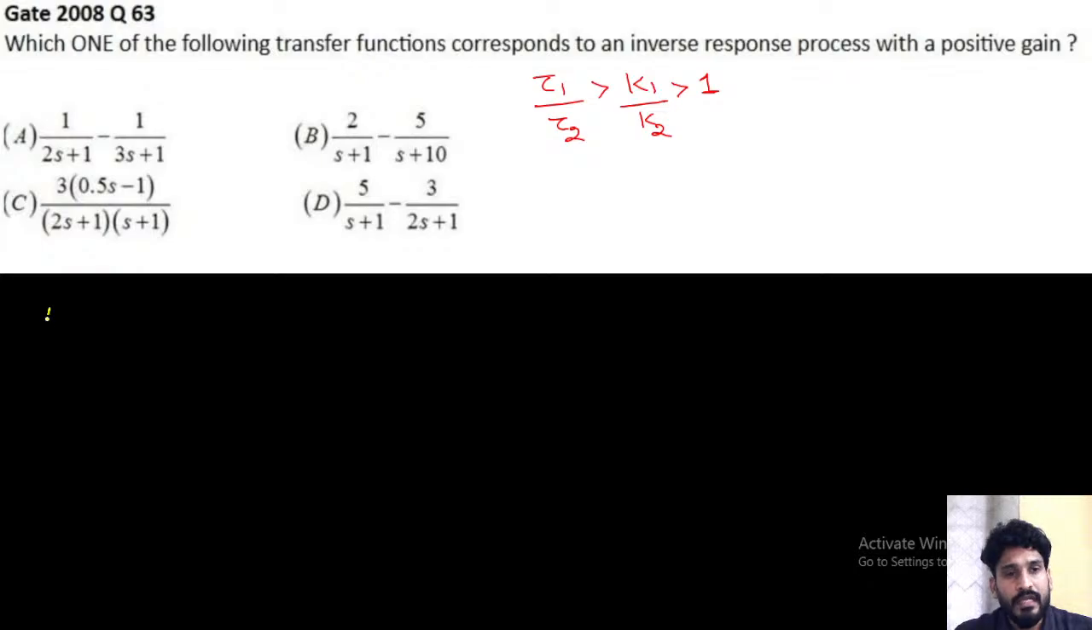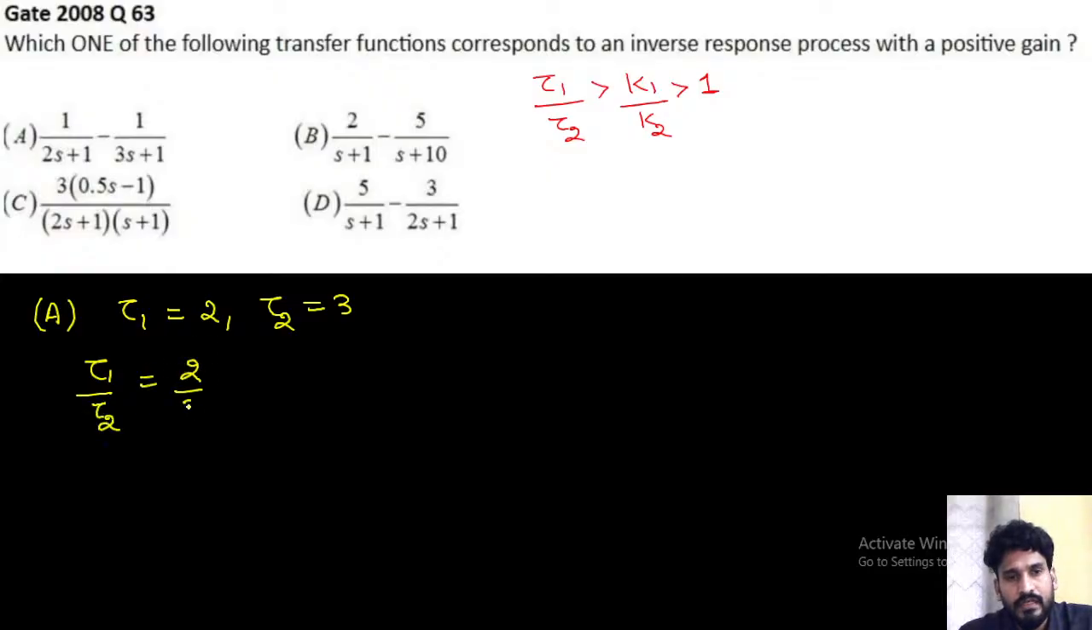Just take the option A. What is the tau 1 for the option A? Tau 1 is equal to 2 and tau 2 is equal to 3. What is the ratio? Tau 1 divided by tau 2 is equal to 2 by 3, which is less than 1. So my A cannot be the right answer.